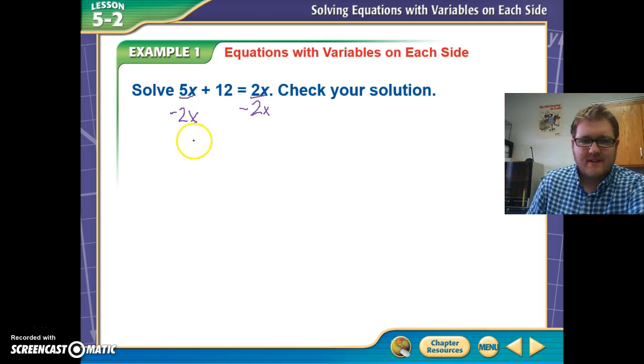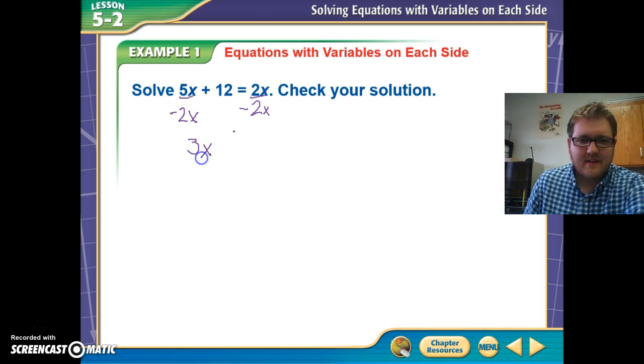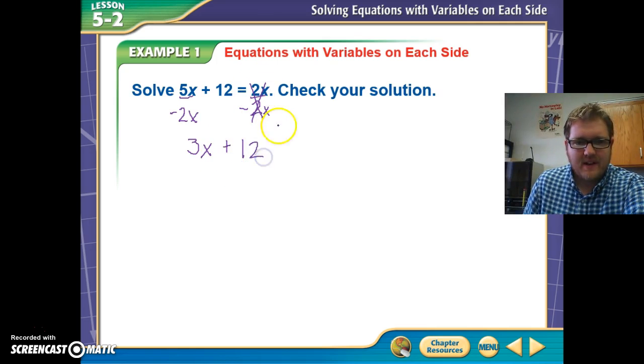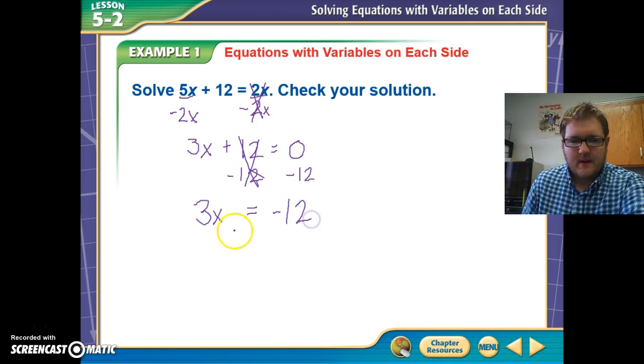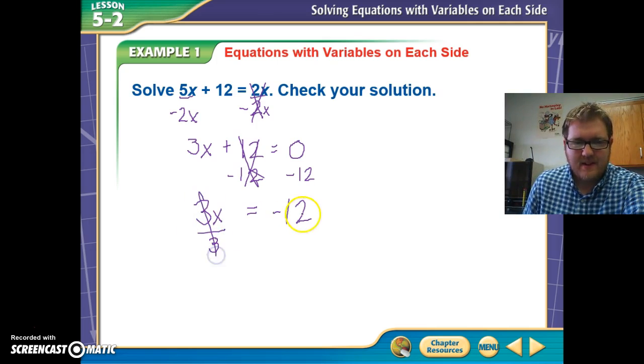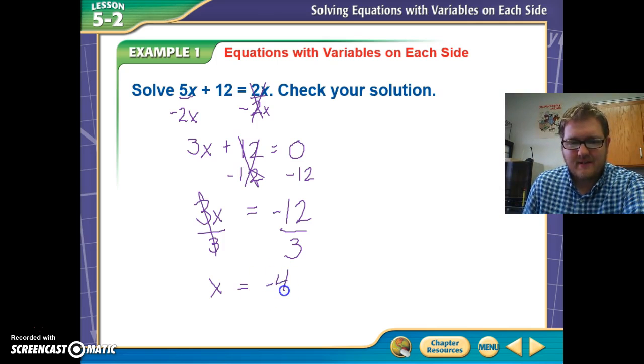So if I have 5x's and I take away 2x's, I have 3x's. These ones cancel out. So I have 3x plus 12 equals 0. Now I go ahead and get rid of this 12 by subtracting. And as you can see, I have 3x equals 0 minus 12, which is negative 12. Now let's get that x by itself like we have always done. Divide both sides by 3. We get 1x on this side, and negative 12 divided by 3 on the other side, which is negative 4.